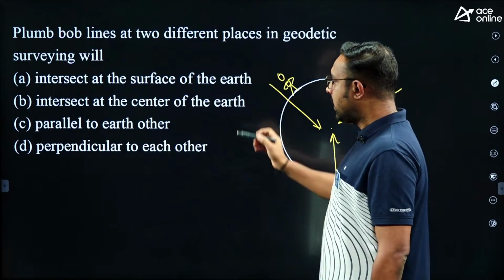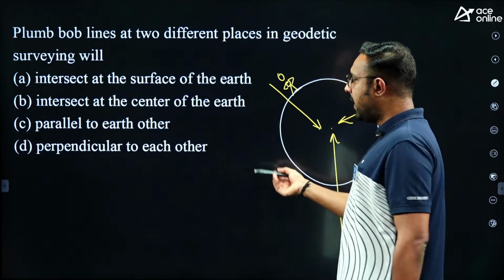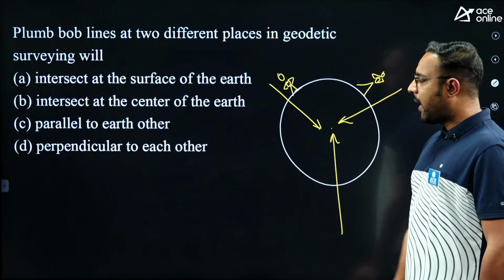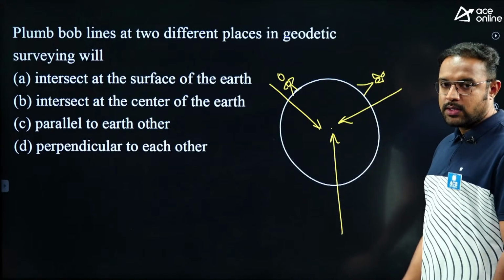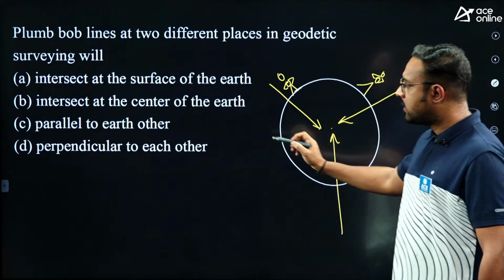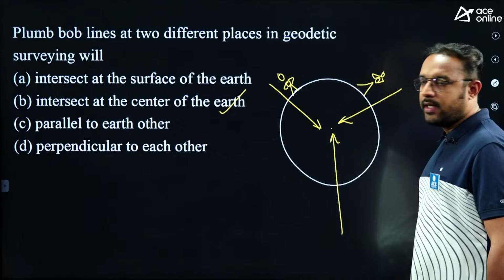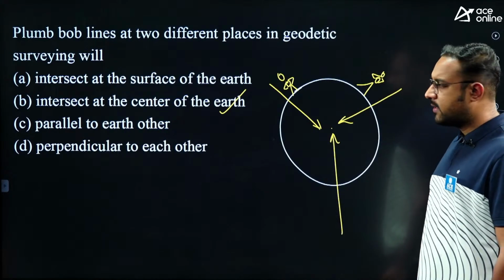So let us see. They will intersect at the surface of the earth, intersect at the center of the earth, are parallel to each other, are perpendicular to each other. Which is the best possible answer? It is intersecting at the center of the earth. That is the best possible answer.